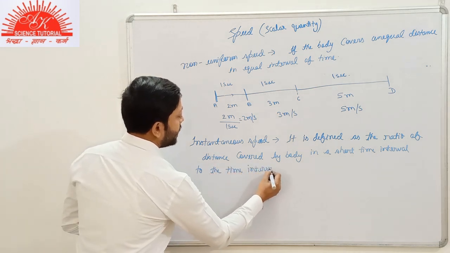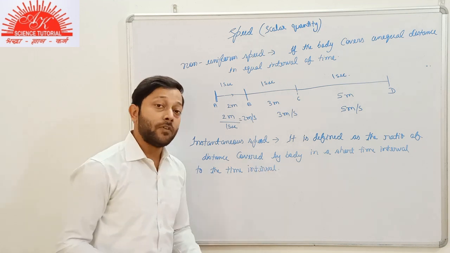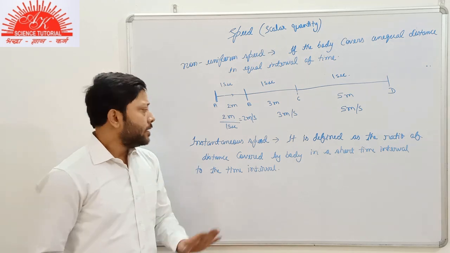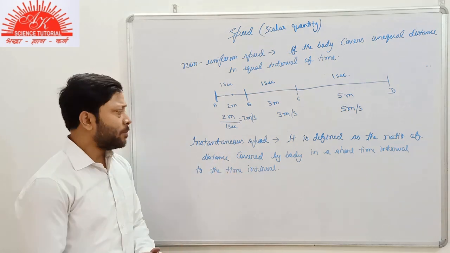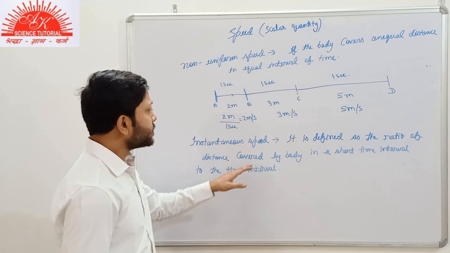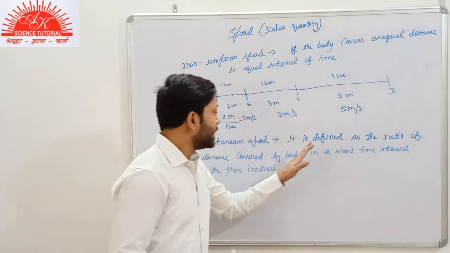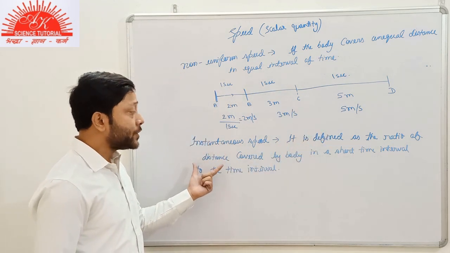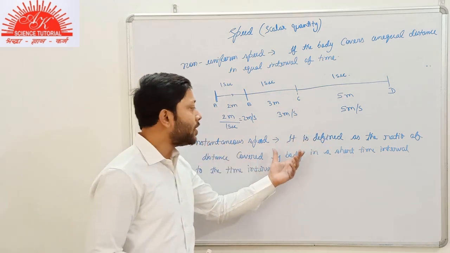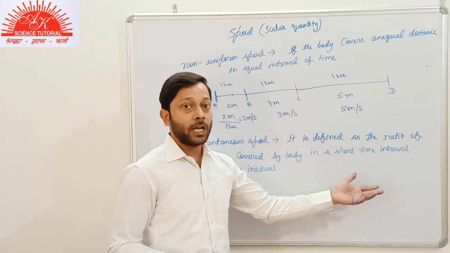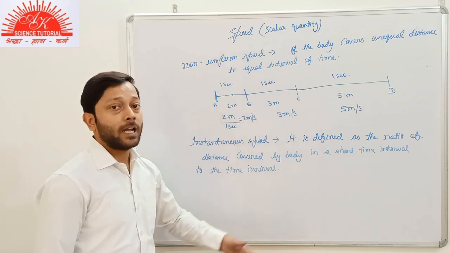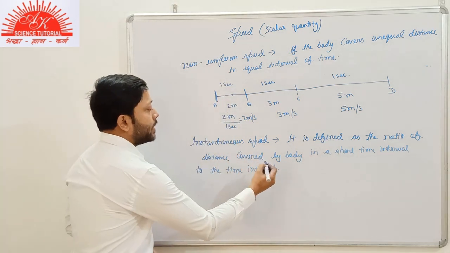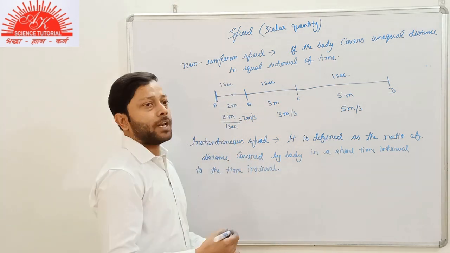I emphasize here, if you are asked to define instantaneous speed, you will define it like this only. We have more examples for it. We'll discuss it later. What is instantaneous speed? It is defined as the ratio of distance covered by the body in a short time interval to the time interval. So it is instantaneous speed, and it would vary from time to time.